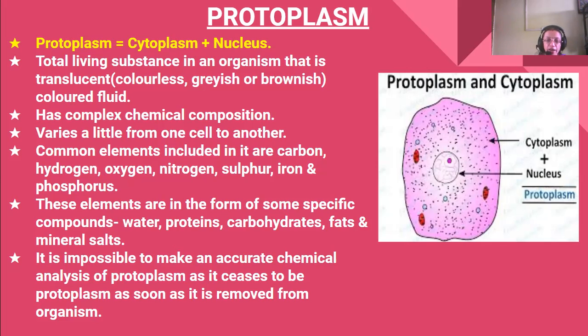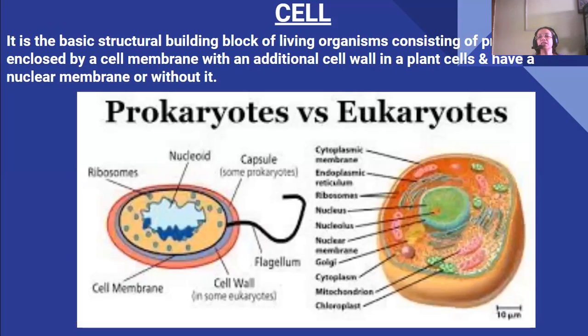Okay. Next we come to the cell. It is the basic structural building block of all living organisms, consisting of protoplasm enclosed by a cell membrane, with an additional cell wall in the plant cell, and having a nuclear membrane or without it. So this is the actual definition of cell. What is a cell? It is the basic structural and functional unit we have studied.